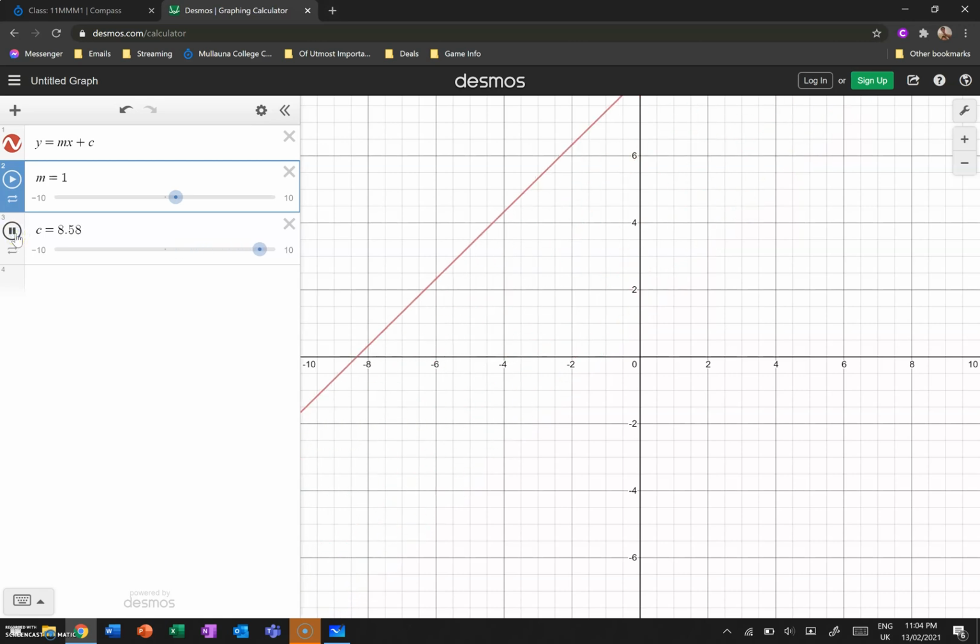As it becomes more positive, the whole graph lifts up, and as it becomes more negative, the graph goes down. So you can see what happens when my gradient and my c-intercept change. We end up with a very odd family. So what happens if we separate those equations and look at them as specific families?